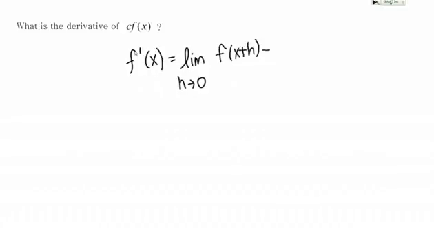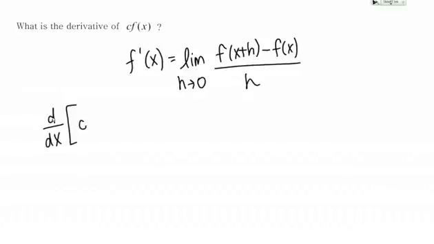So let me remind you what the definition of the derivative is. So f prime of x, that's the derivative function of f of x, equals the limit as h goes to 0 of f of x plus h minus f of x all over h. Okay, so I'm going to use this definition to find the derivative, or d dx. So that's another notation. It just means the derivative with respect to x of c times f of x.